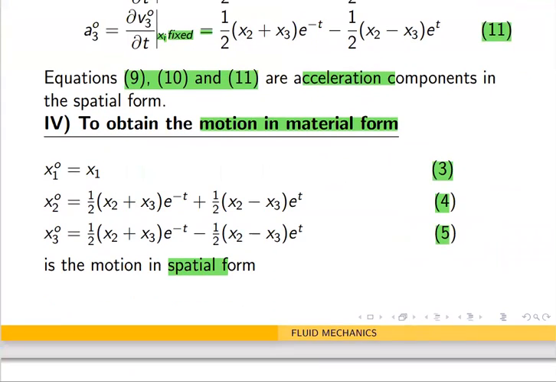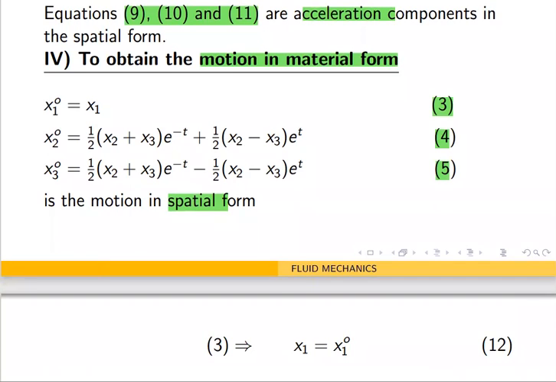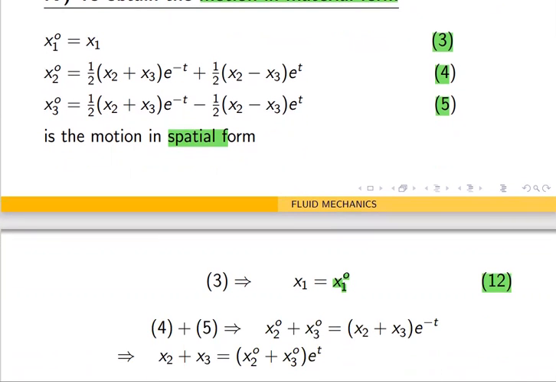So now what we do is we'll solve these equations for xi's in terms of xi naughts, in terms of material coordinates. Okay. So equation 3, I can just write down x1 in terms of x1 naught. Just reverse this. Call it some equation, whatever it is. So next, add 4 and 5. Adding 4 and 5, what is happening? When you add these two, you're going to get this. Okay, and simplify. So xi is in terms of xi naughts.